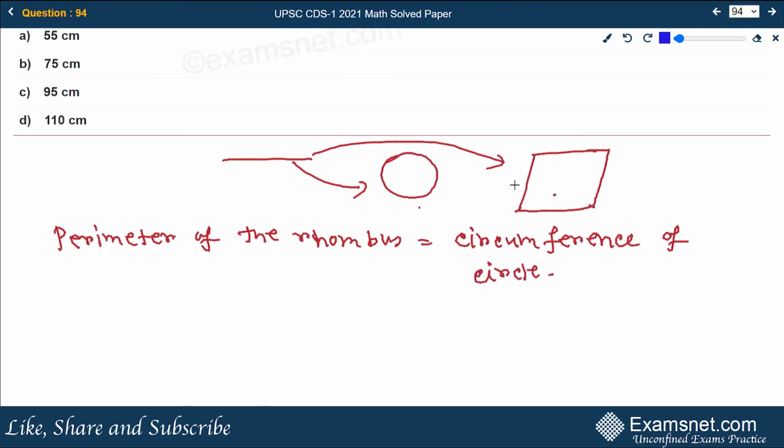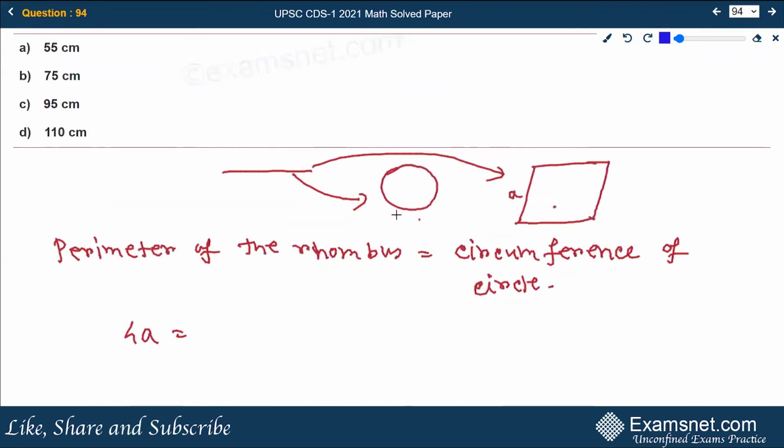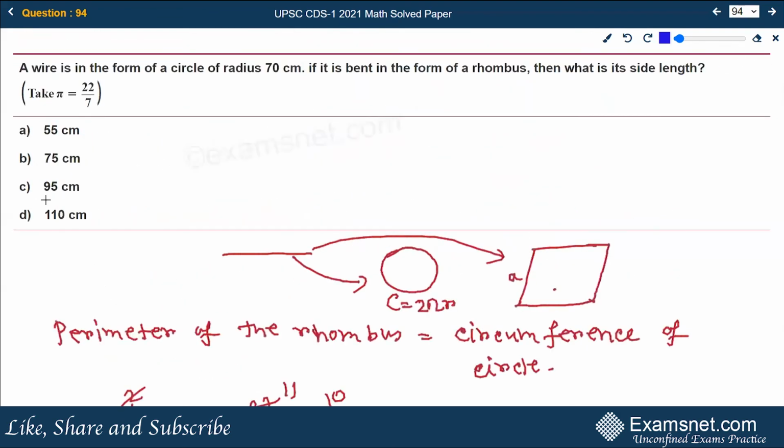If I say the length of one side is a centimeter, we can write the perimeter of the rhombus as 4a. The circle has radius 70 centimeter, so its circumference is 2 pi r, which is 22 by 7 times 70 times 2. The value of a is 110 centimeter. The side length of the rhombus is 110 centimeter. Option D is the correct answer.